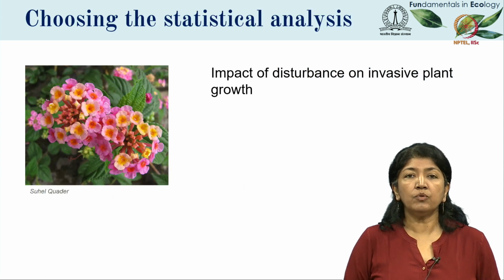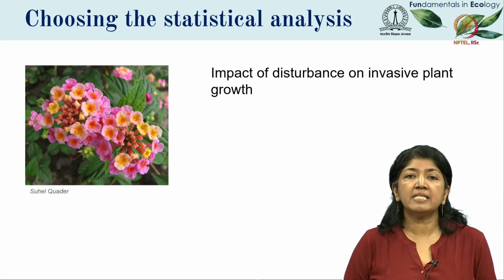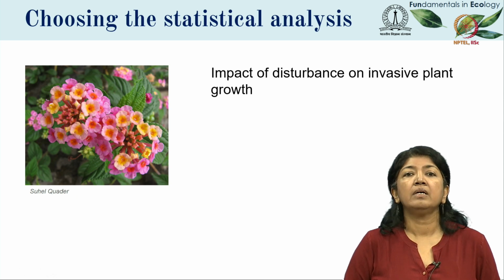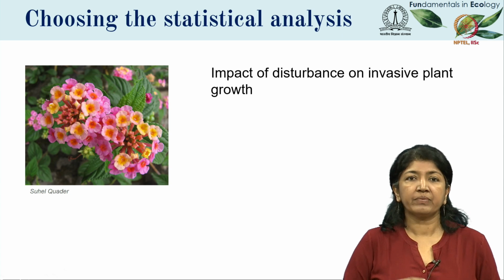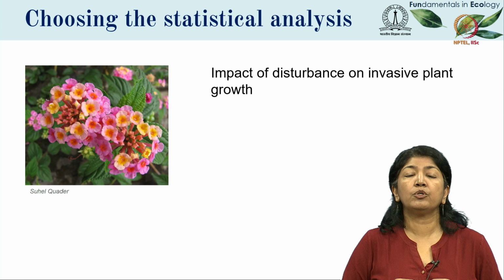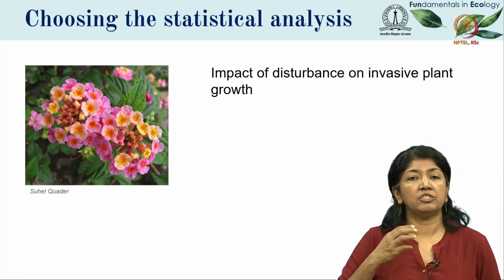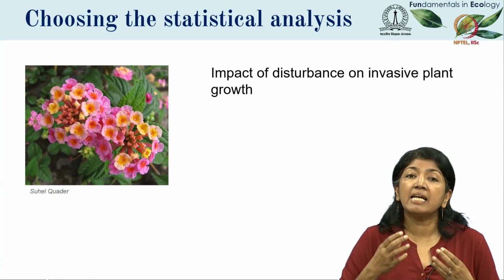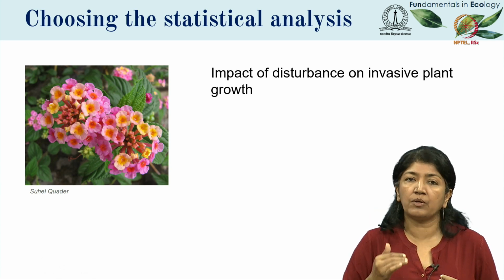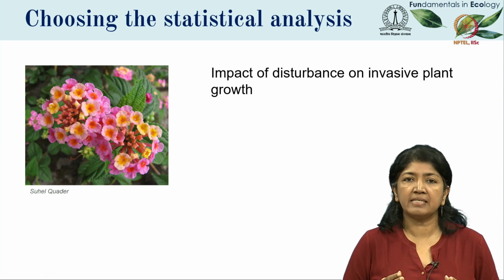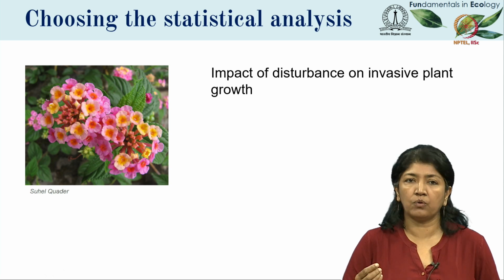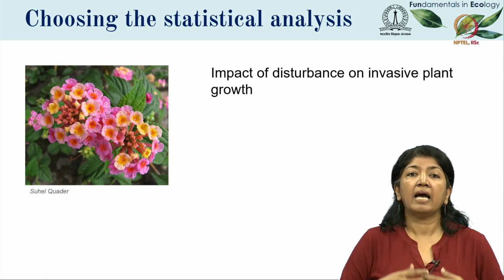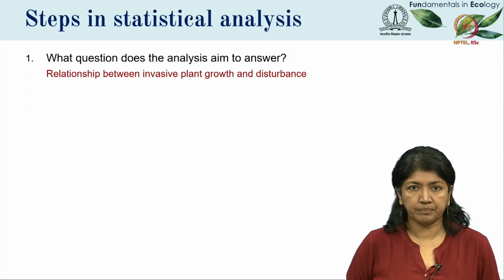Okay. Let us move on to the next point, which is about choosing the statistical analysis. Now, how do we figure out what kind of a statistical model we need? Let me explain this to you with a couple of examples, and the motivation here is not to describe specific statistical models like regression, generalized linear model and so on, but to give you a feel for the logic. What are the steps involved in figuring out the analysis that we need? So, let us take this example. Suppose I am interested in the impact of disturbance on invasive plant growth. There is a very popular hypothesis that invasive plants can benefit from anthropogenic disturbance and growth is in fact enhanced by disturbance.